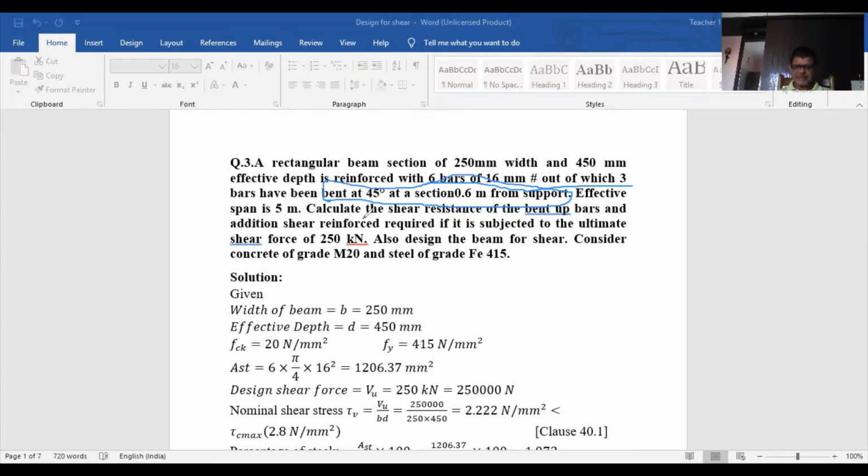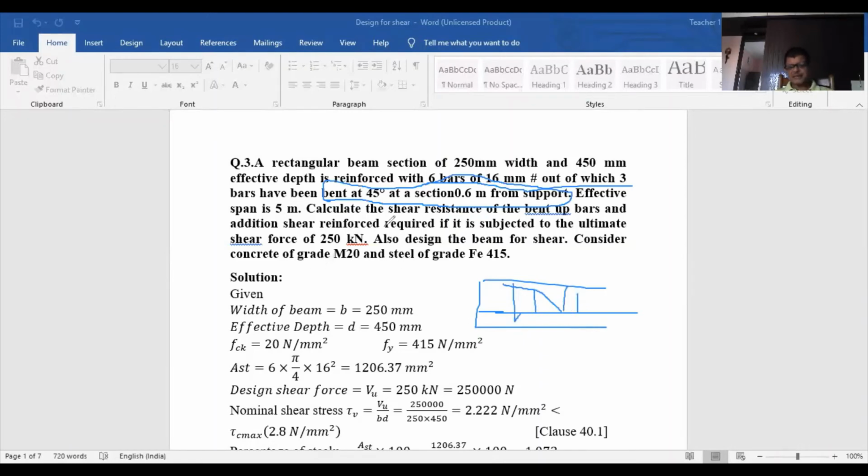The effective span is given. Calculate the resistance of bent up bars and additional shear reinforcement. That means at 0.6 you have to provide both bent up bars and vertical stirrups. So both will be provided.